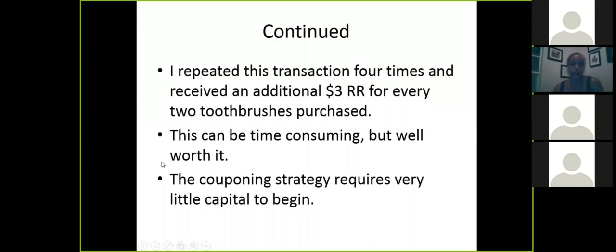I just want to let you guys know that this does require a lot of work. When you get into the Register Rewards system at Walgreens, it requires a lot of time. So if you feel like you can't commit to doing it, I'd say, source it out to someone else. Maybe your mom or your sister or someone that's on board with you. They could be in charge of couponing. It's well worth it. I would never steer you guys in the wrong direction. I've been couponing for years.